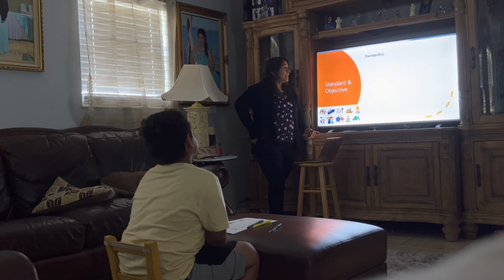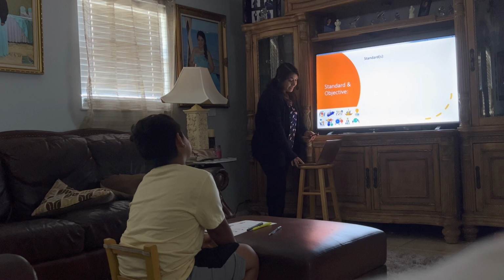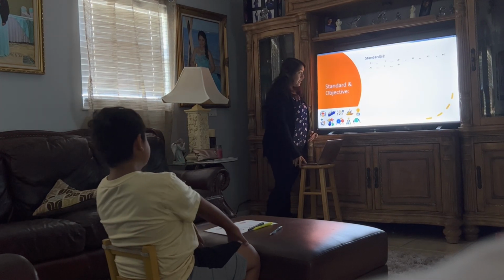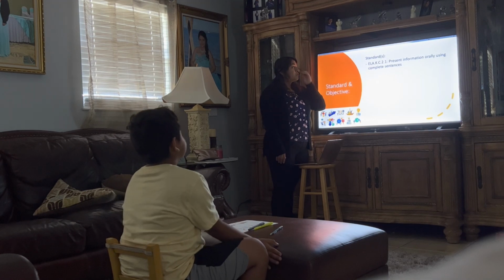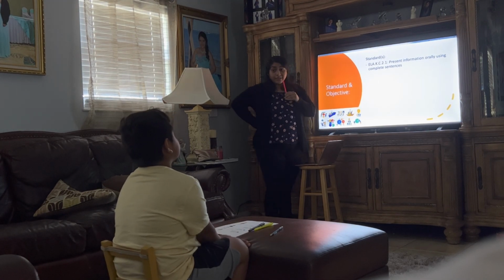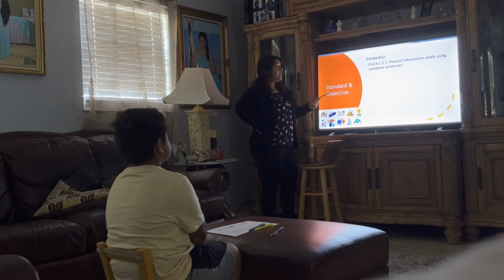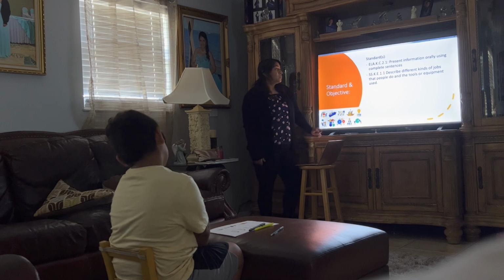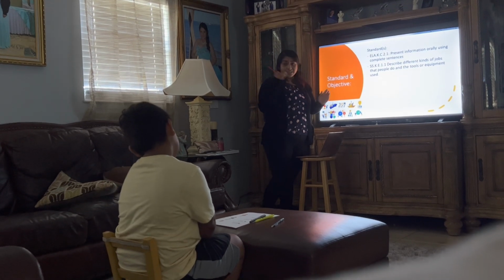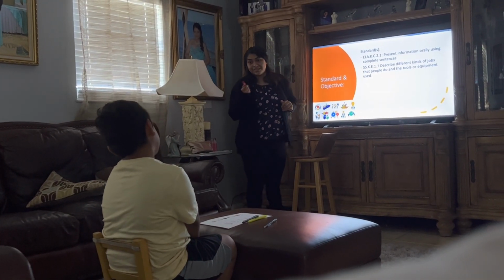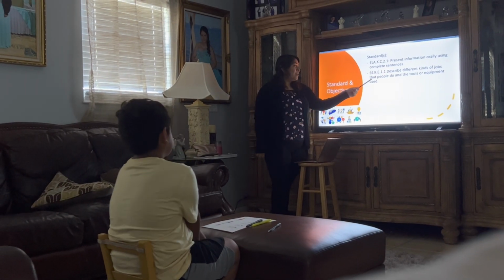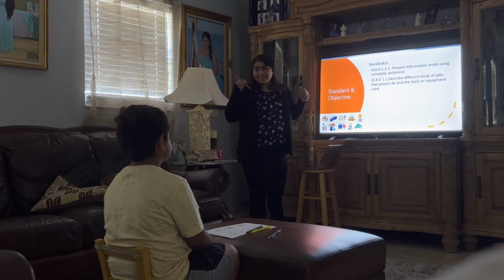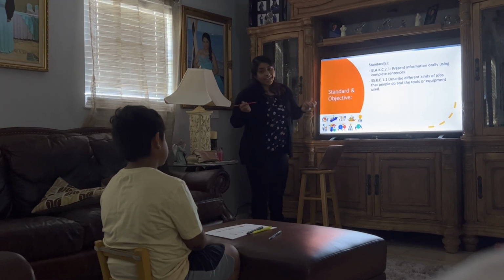So going over again what our standards were for this lesson, which is what our goal was to learn about. We learned the English language arts. We presented information orally, which is how we did it. We were just talking to each other using complete sentences. And our social studies one, we described different kinds of jobs. How many jobs did we talk about? 5, yes. And that people do and the tools or equipment we use. Did we talk about the tools and equipment that all the jobs we talked about had?